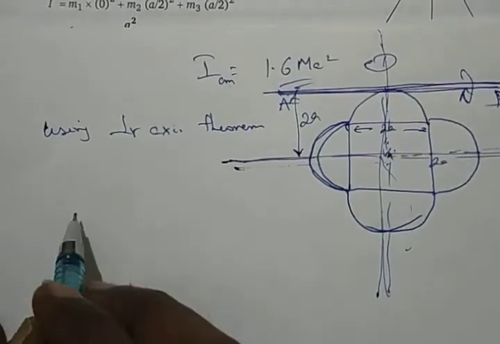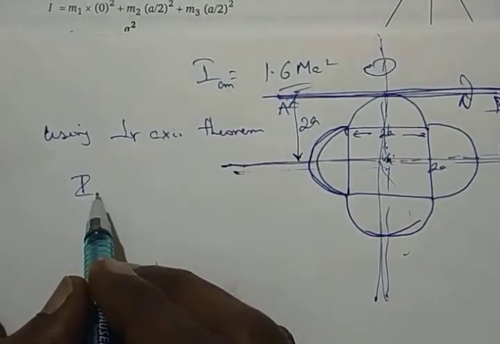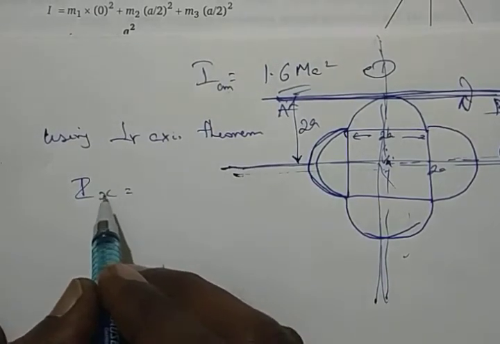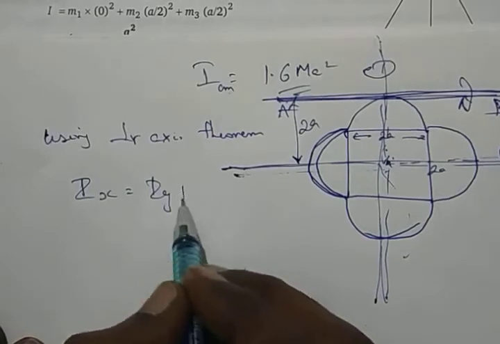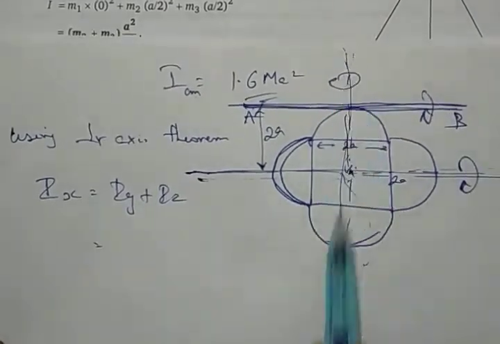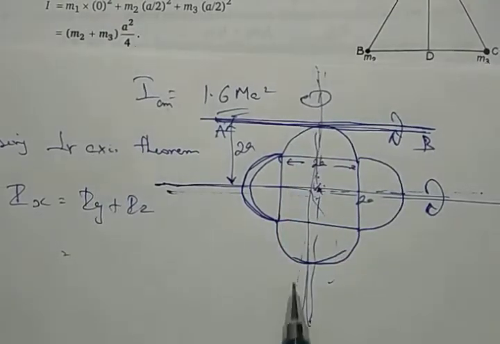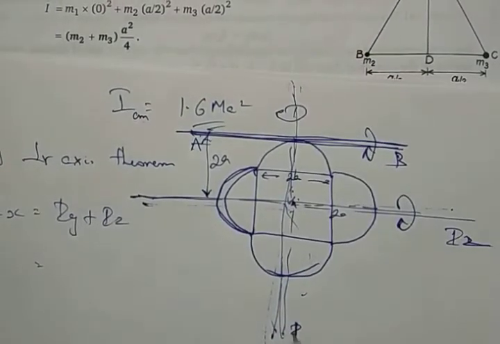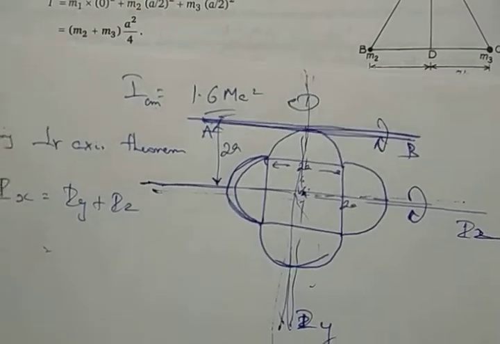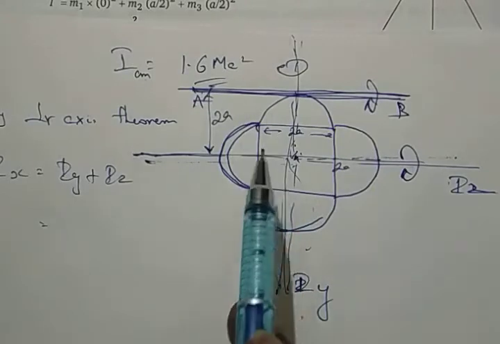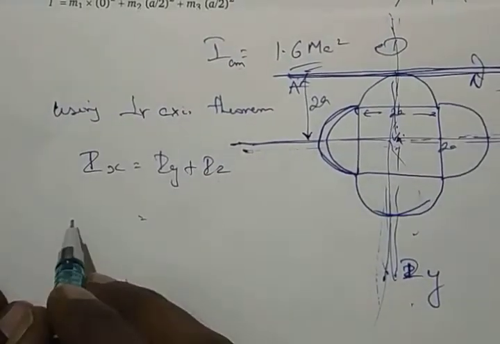What is the perpendicular axis theorem? It is Ix is going to be equal to Iy plus Iz. So here Ix, this one Iy, maybe you can say Iz is this one, and this is Iy, these two things, Iy and Iz, and the center point. The center point is the one given here.